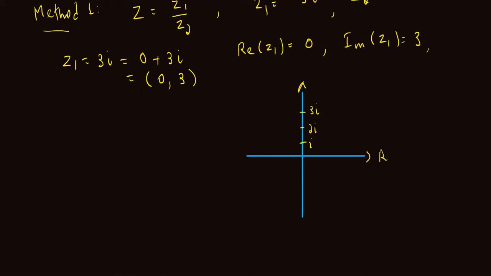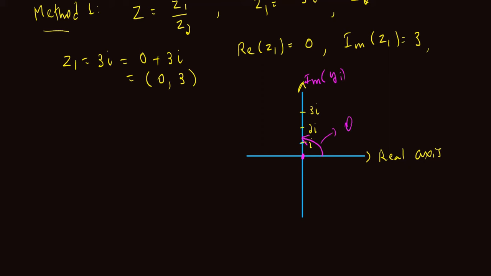This will be the real axis and the vertical one will be the imaginary axis. So this is the line that you draw. Now we said x is 0, okay, x is 0 and y is 3. Therefore, our complex number is totally lying on the positive imaginary axis. This is our complex number.